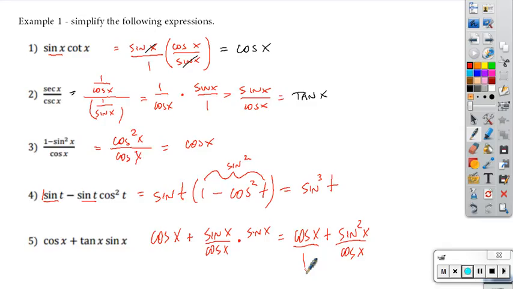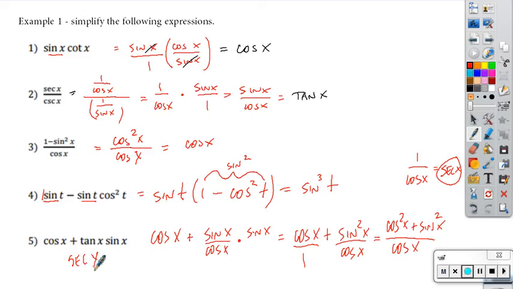And to add them together, I have to have common denominators. So that denominator is going to be cosine. Then I'll end up with a cosine squared and sine squared, which I know actually equals 1. So I get 1 over cosine. That's my reciprocal identity. That is secant x. So this big long statement way back in the beginning is simply equal to the secant of x, and I used these steps and definitions to prove that.